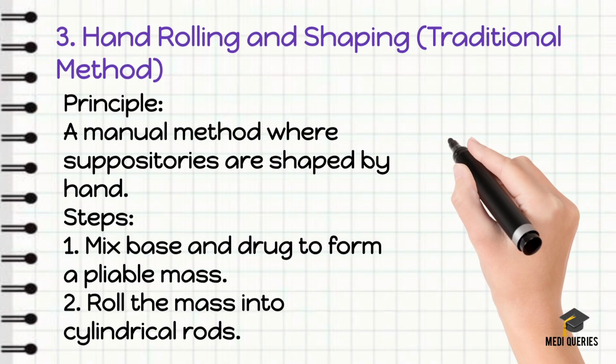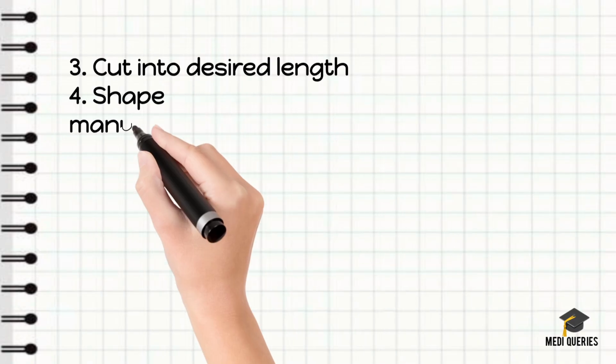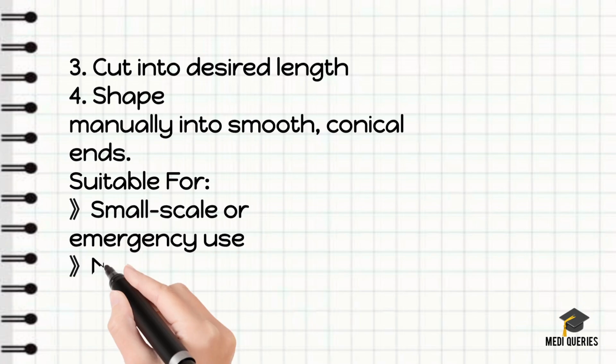So each method requires accurate weighing, uniform mixing, and careful temperature control. Okay, finally the suppositories are cooled, removed from the mold, and checked for uniformity before packing.